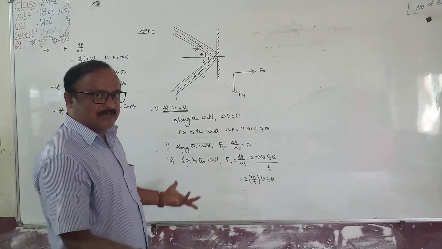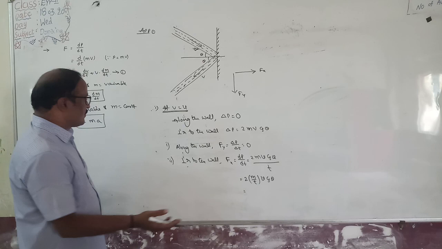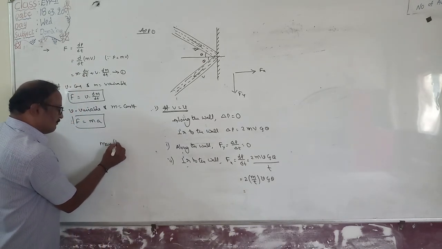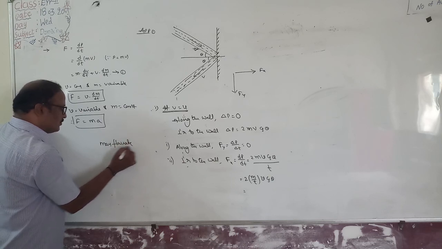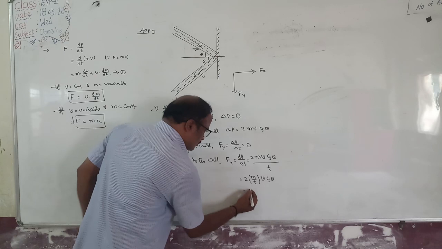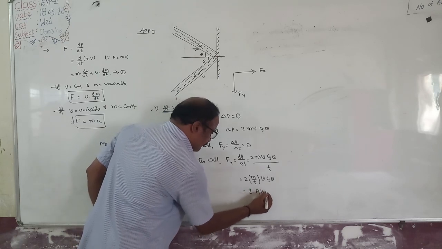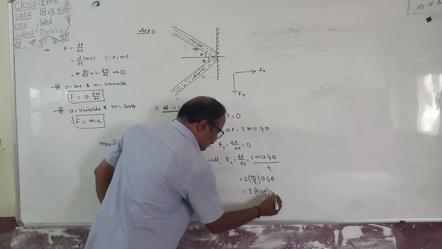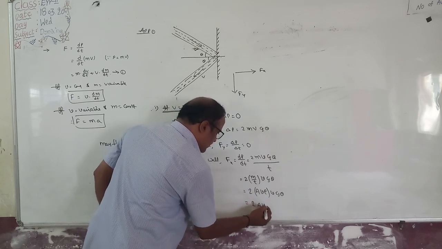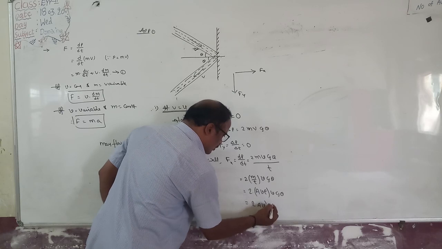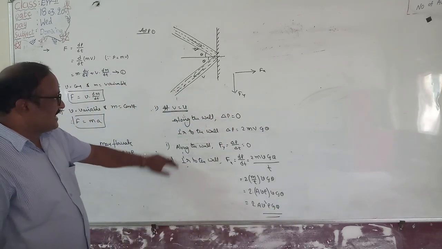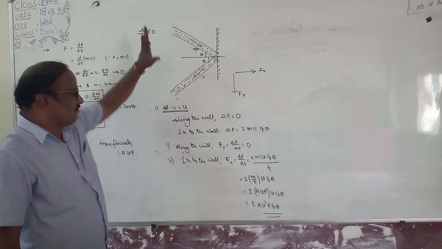Then what is the formula for mass flow rate? Mass flow rate is equal to A into V into rho. Therefore, this is 2 into A into V into rho into V into cos theta, that is equal to 2 into A into V square into rho into cos theta. This is the formula for the force acting on the wall by the jet of water.